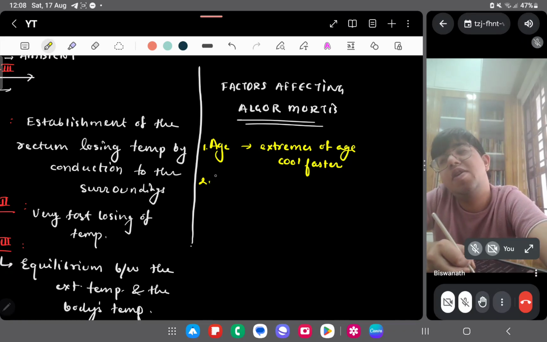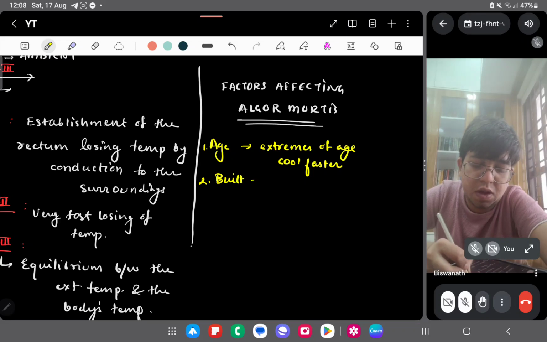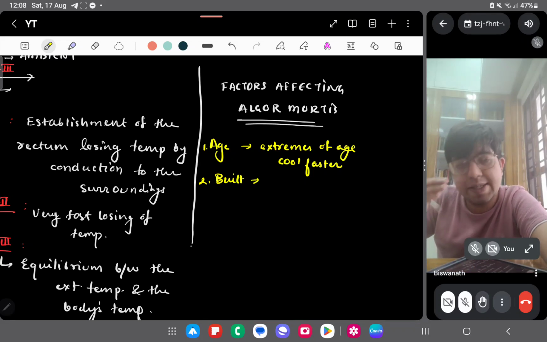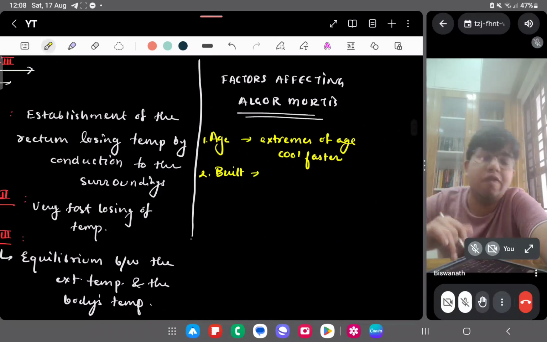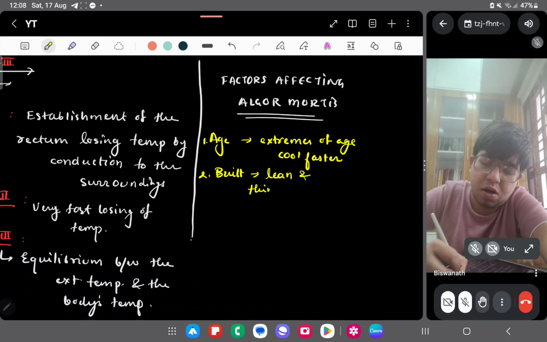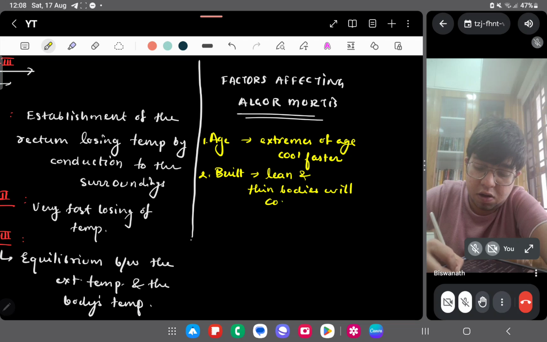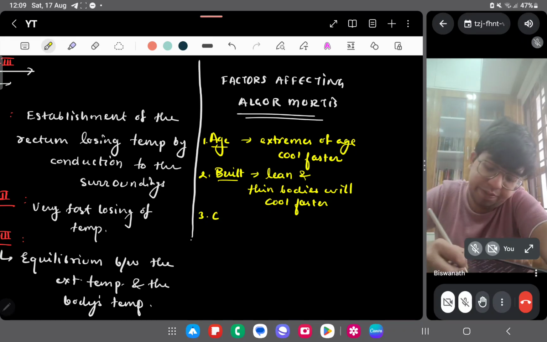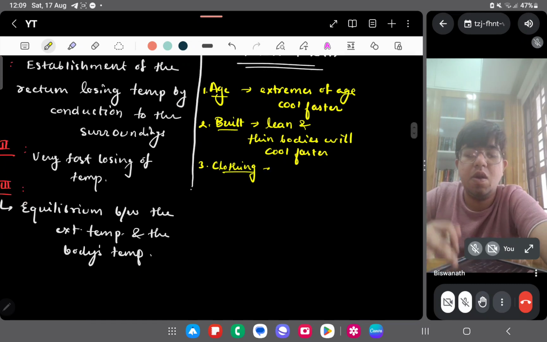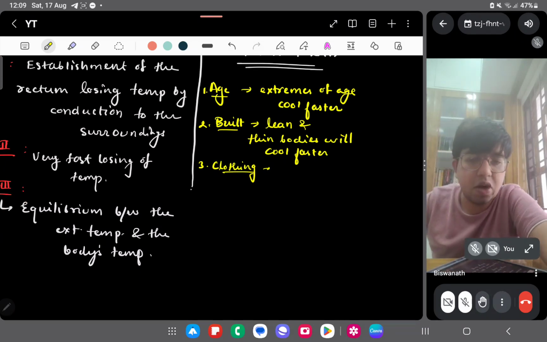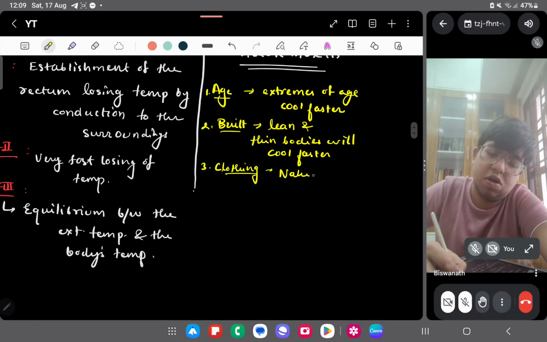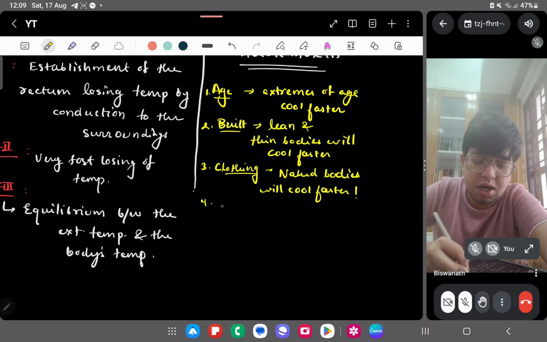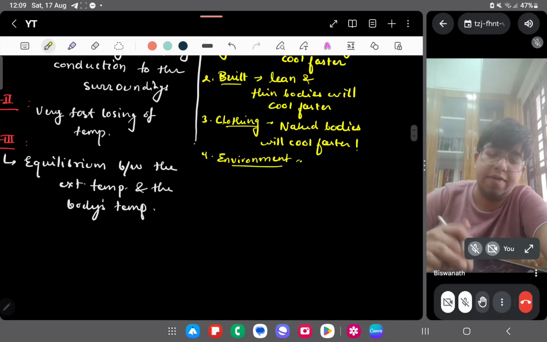Then we'll talk about the body build. You can remember like this: A B C. Lean and thin bodies will cool faster. Age is done, build is done. C is your clothing. Naked bodies will cool faster because whenever there is clothing, there is an interference in the heat loss. Then, environment. What about the environment? The body will cool faster in a colder environment.